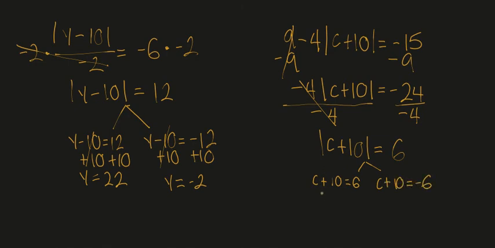In the first equation, we need to subtract 10 on both sides, and we're going to get that c equals 6 minus 10, which is negative 4. In the second equation, we're going to do the same thing, subtract 10 on both sides, and we're going to get that c equals negative 6 minus 10, which is negative 16. And these are going to be our two answers for this question.